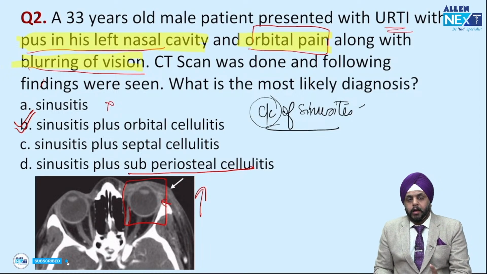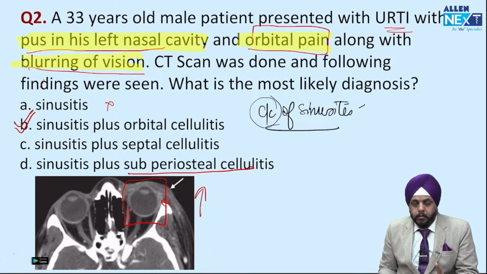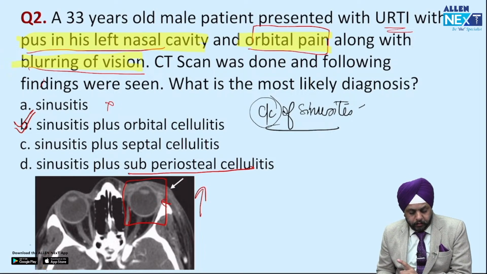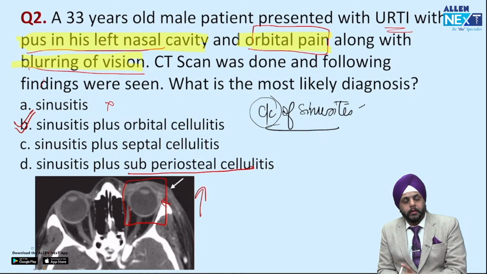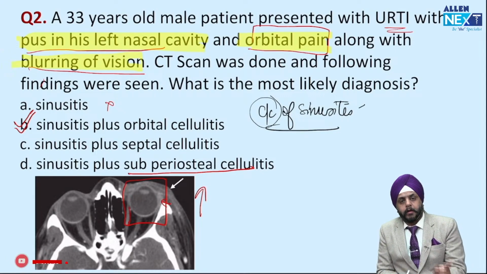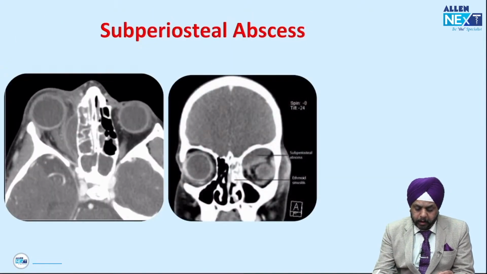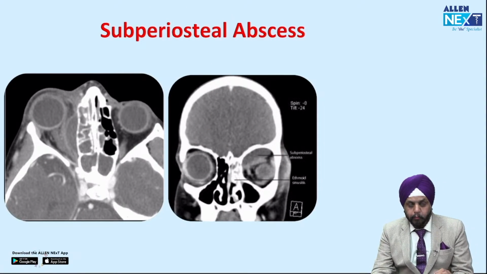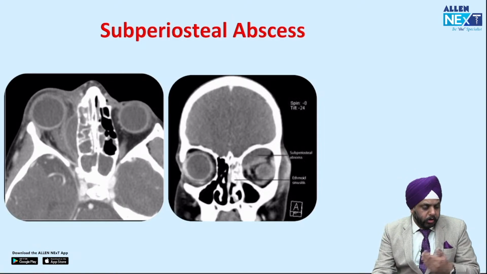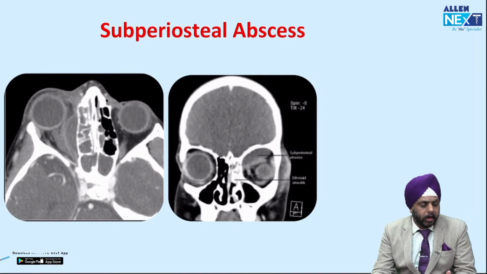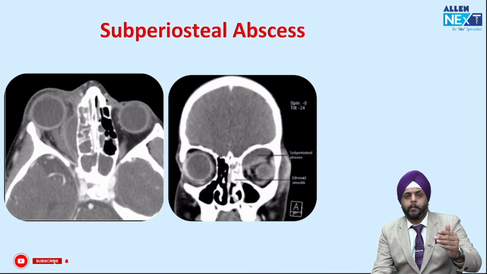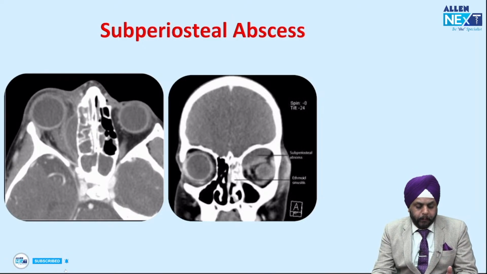However, depending upon the image, this answer can change, because blurring of vision can be seen both in orbital cellulitis as well as orbital abscess. Okay, you see this is a patient of subperiosteal abscess that you can see over here. So I have just kept these images. You guys can write to me in the comment section and tell me, sir, this image was there. It was looking like subperiosteal abscess?